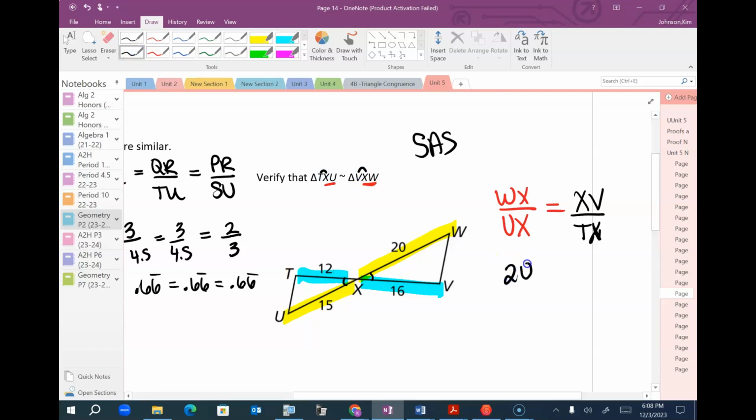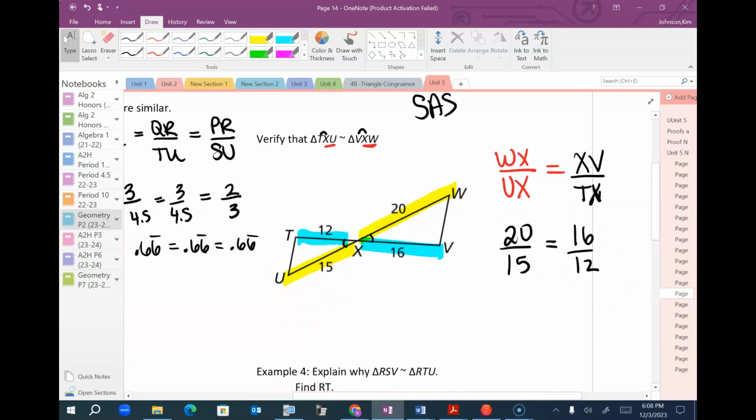Is 20 the same proportion to 15 as 16 is to 12? If I reduce both of these, this reduces to 4, divide by 5, 4/3. This reduces, divide by 4, this also reduces to 4/3. So yes, these are similar by side angle side.